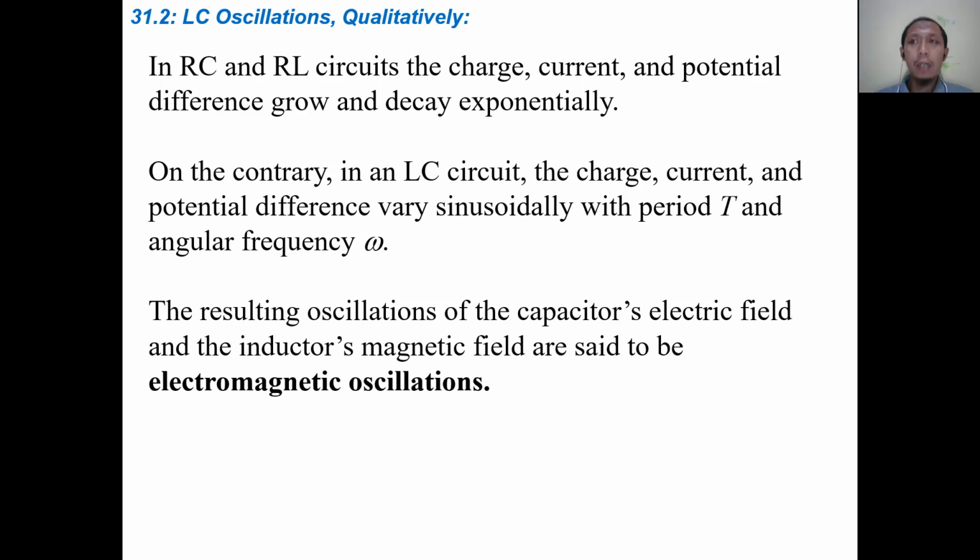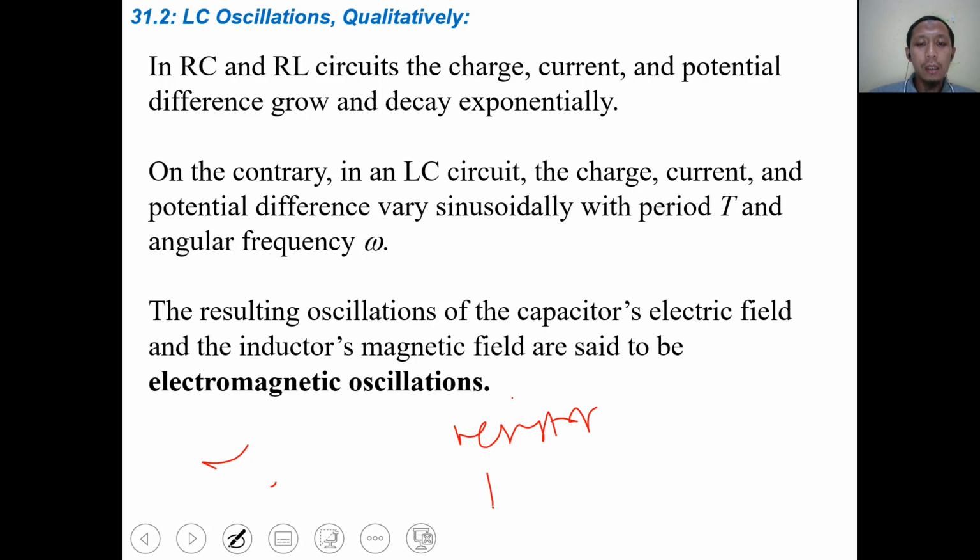As you know, we have been discussing the three passive components before. The first is a resistor, then the inductor, and also the capacitor.